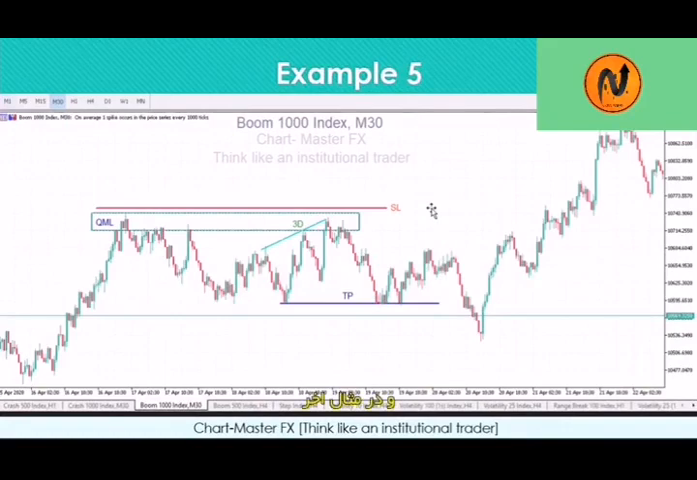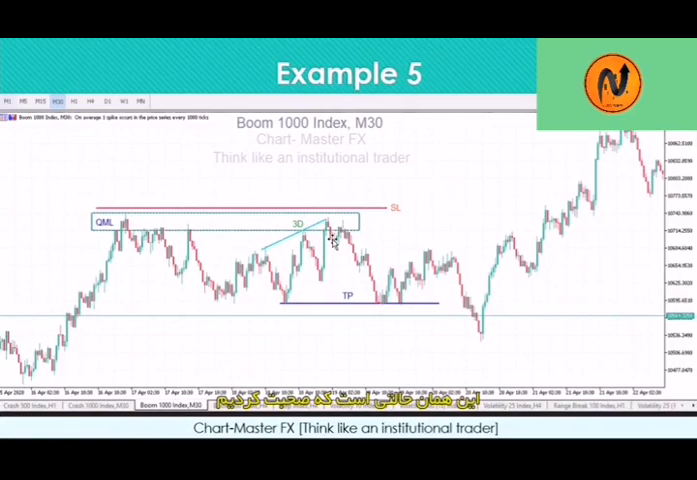So the last example, we are on Boom 1000 Index on M30. In this case, guys, we have a quasi-model level here. So what happened here? There was a 3 drive towards the QM level. In this 3 drive, it's kind of uniform, and the beauty of this one is that there was kind of a compression as the price was coming to the QM level.